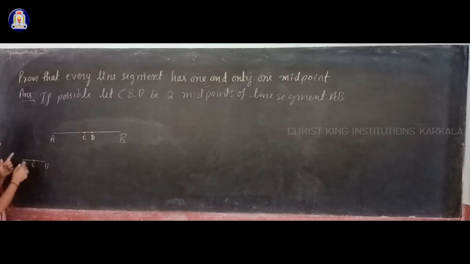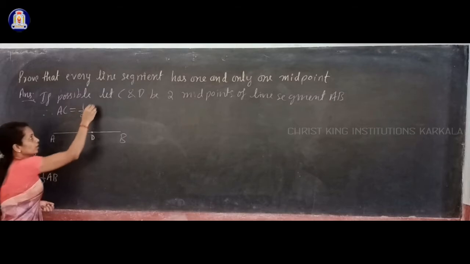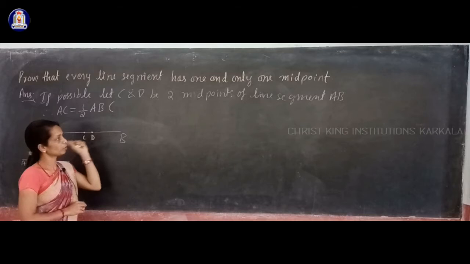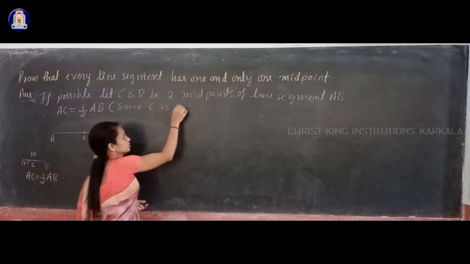C is the midpoint of AB means, can I write AC is equal to half of AB? Suppose the full line is of length 10 centimeters, then AC is 5 centimeters, half of 10. So therefore we can write AC is equal to half of AB. This step we wrote why? Because we assumed C is the midpoint of AB.